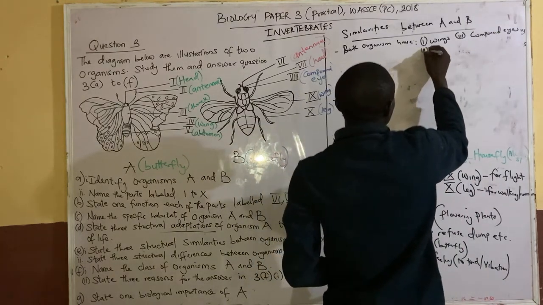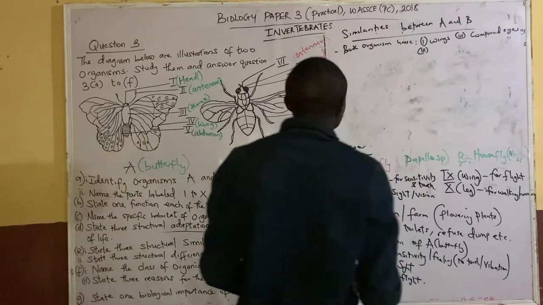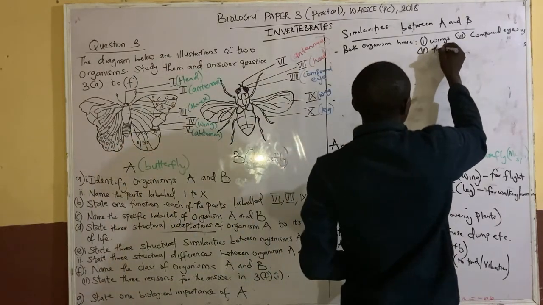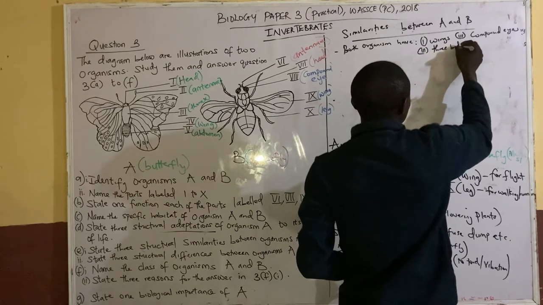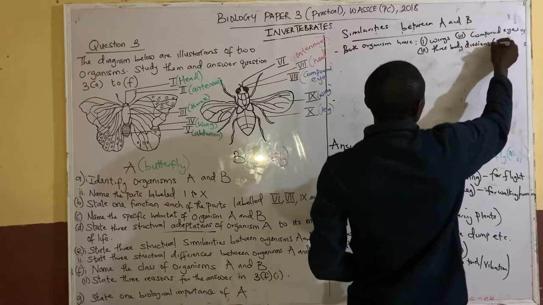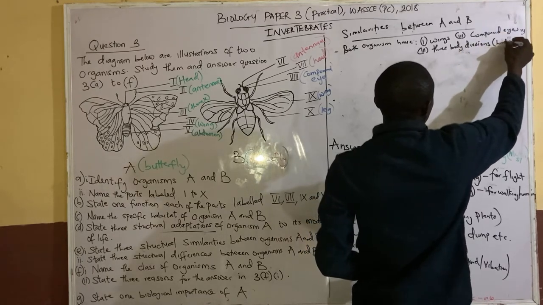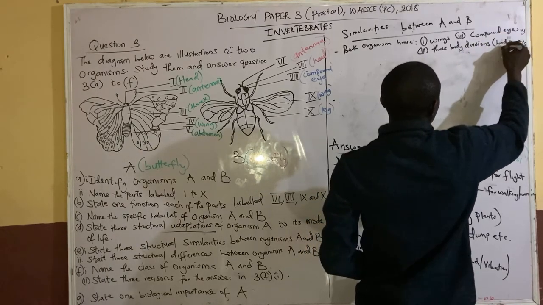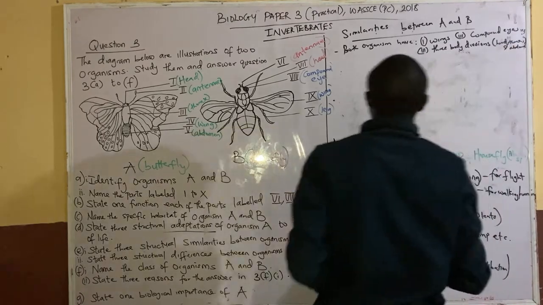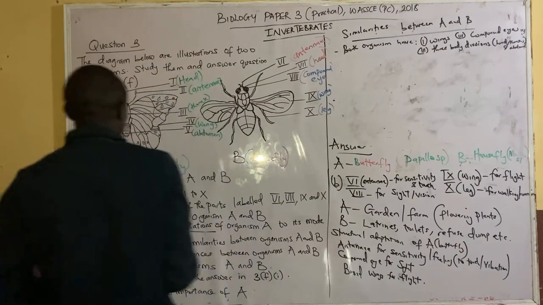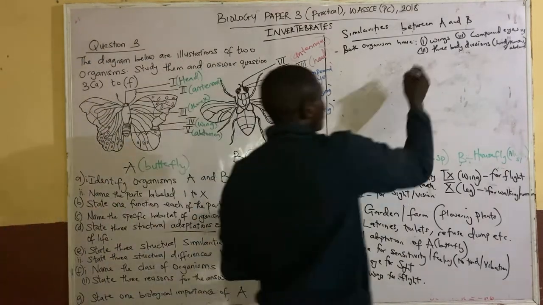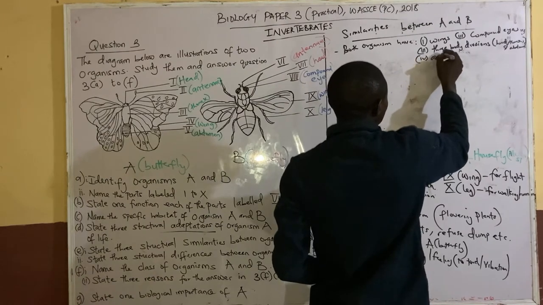Number three, they also have three body divisions, which are the head, the thorax, and the abdomen. They have three body divisions. As many as possible, you can also say they have antennae.